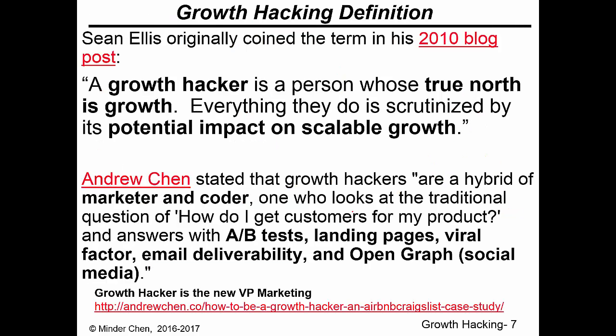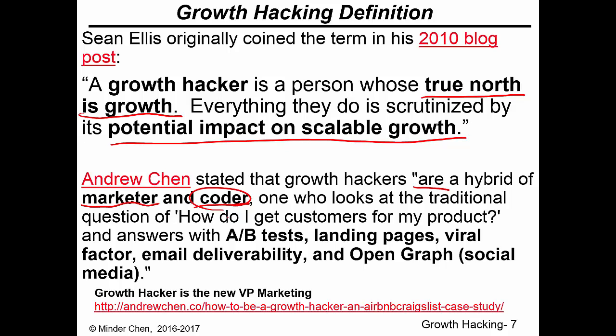Sean Ellis, who coined the term growth hacking, stated in one of his blogs that a growth hacker is a person whose true north is growth, which means they are very focused on the growth of the business. So everything they do is scrutinized by the potential impact on scalable growth. Another well-known person in this field is Andrew Chen, who stated that growth hackers are a hybrid of marketer, doing marketing, and coder, which really means programmer, who can build systems.